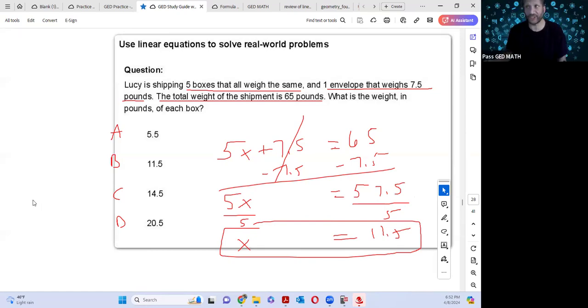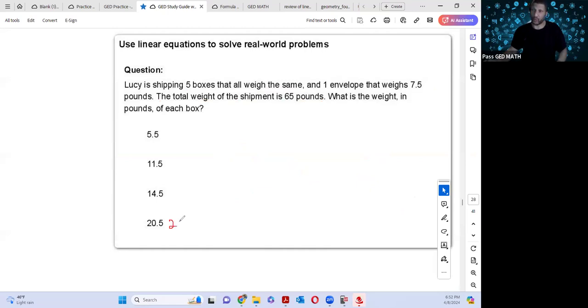Common sense is much easier. This is close to 21. This is close to 15. This is close to 12. This is close to 6. I'm just going to estimate.